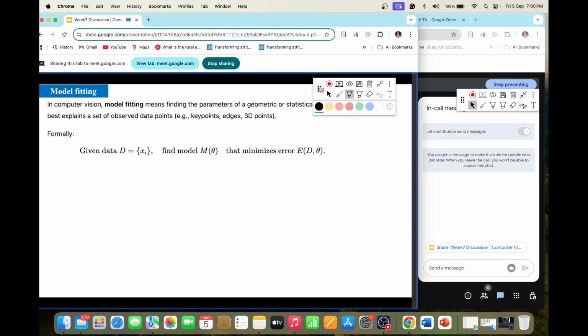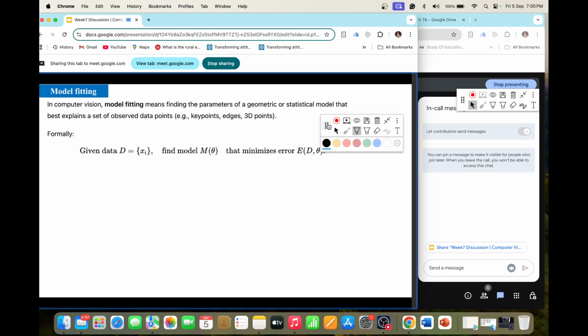Now we are over with feature matching. Now we will start a new concept known as model fitting. So what is model fitting? In computer vision, model fitting means finding the parameters of a geometric or statistical model that best explains a set of observed data points, that is key points, edges or 3D points. So that is model fitting.